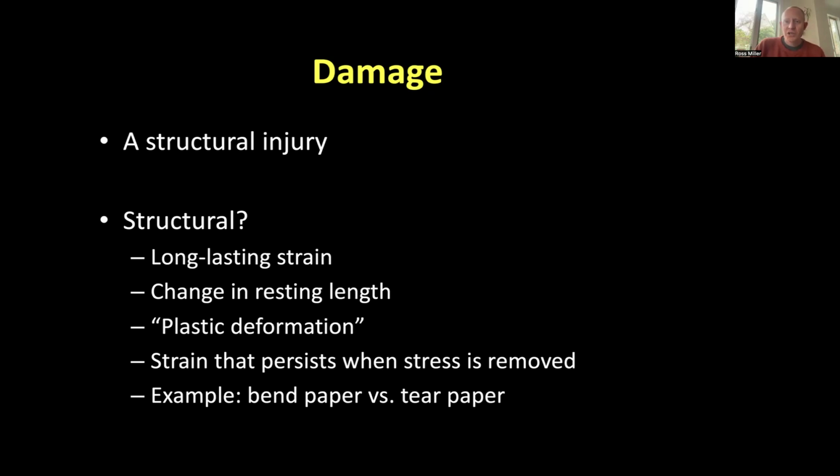So damage in terms of materials, and especially in terms of biological materials, you can think of as a kind of structural injury. It's long-lasting strain, a permanent change in the resting length or resting shape of that material. In material science, that's known as plastic deformation, meaning you strained a thing and then you remove the stress and it doesn't pop back to its original shape. It stays in some deformed shape different from its original shape because the stress you applied to it was so big. It's a strain that persists even when the stress is then removed.